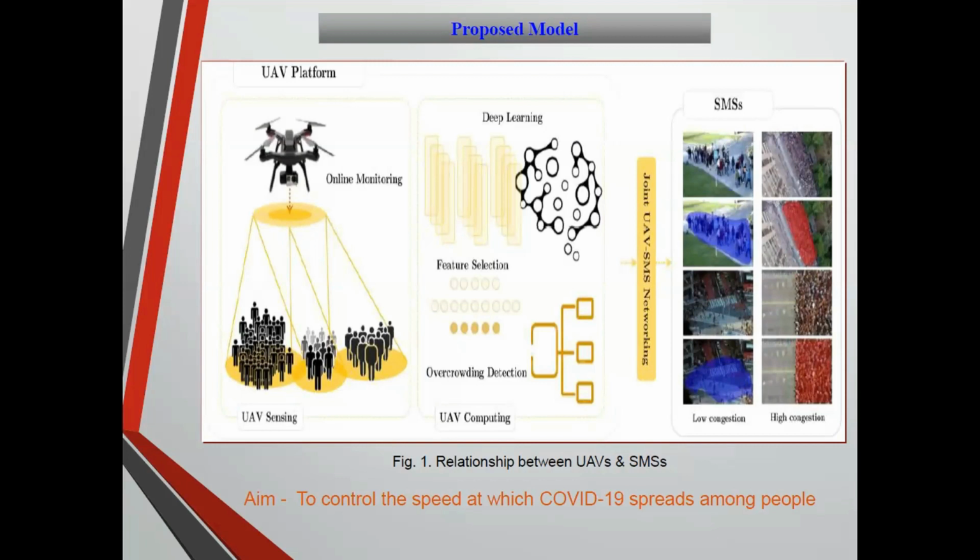And finally, we'll observe how the social monitoring system works with the help of the joint UAV and SMS network systems. So that's why our objective is how to control the speed at which COVID-19 spreads among the people.